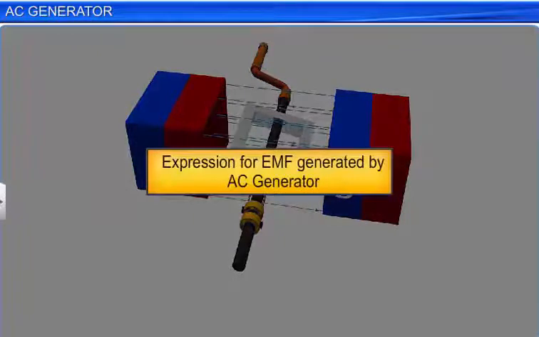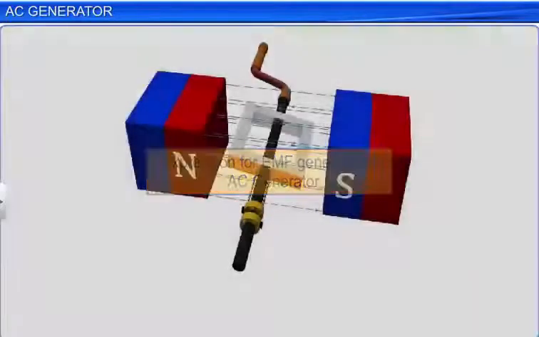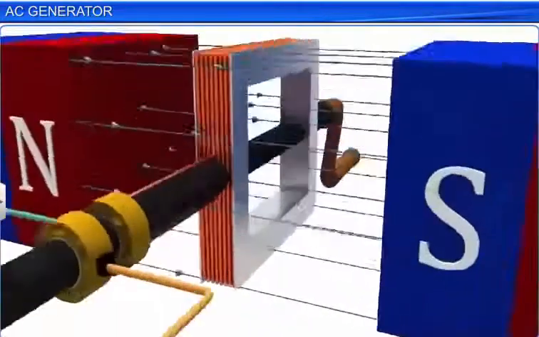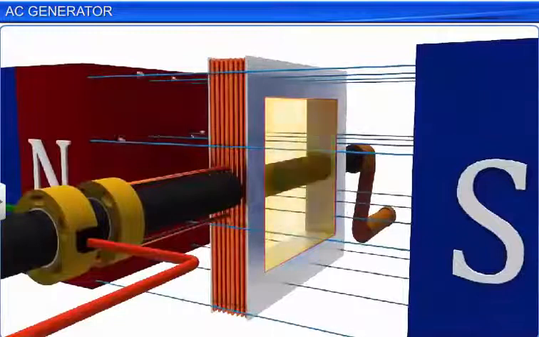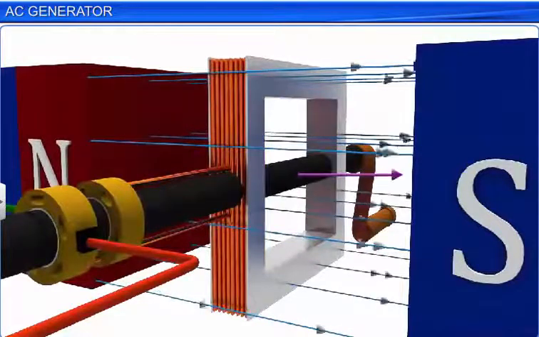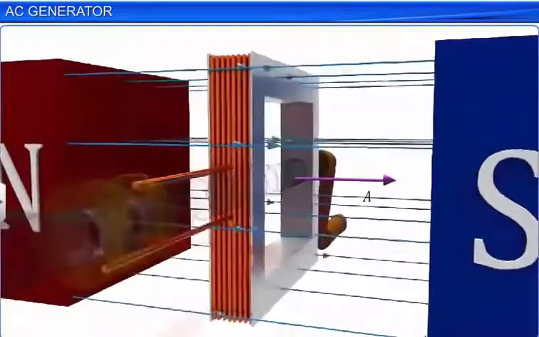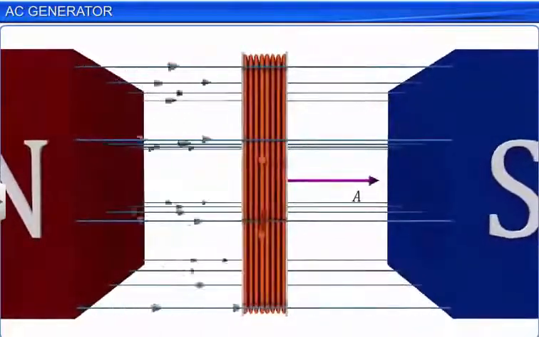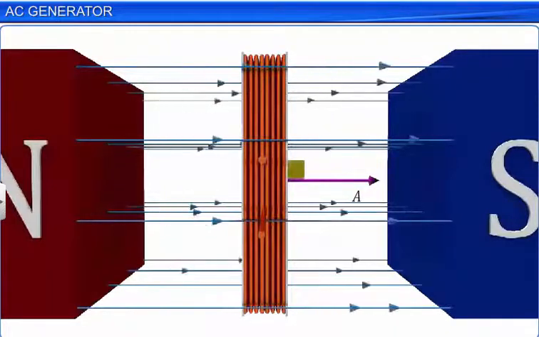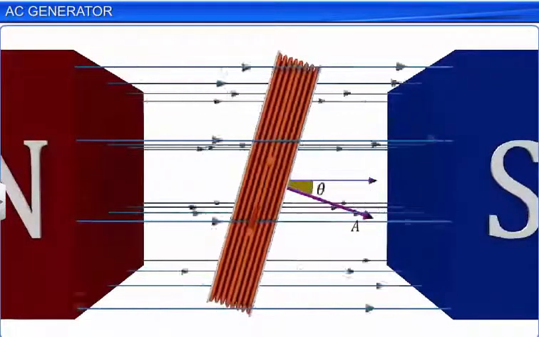Let us now find the expression for the EMF generated by an AC generator. Consider the area vector A. For the coil, the area vector is normal to the plane of the coil. Initially, let the area vector lie in the direction of the magnetic field. This implies that the plane of the coil is normal to the direction of the magnetic field. Let theta be the angle between the area vector A and the magnetic field B at a given instant of time t.